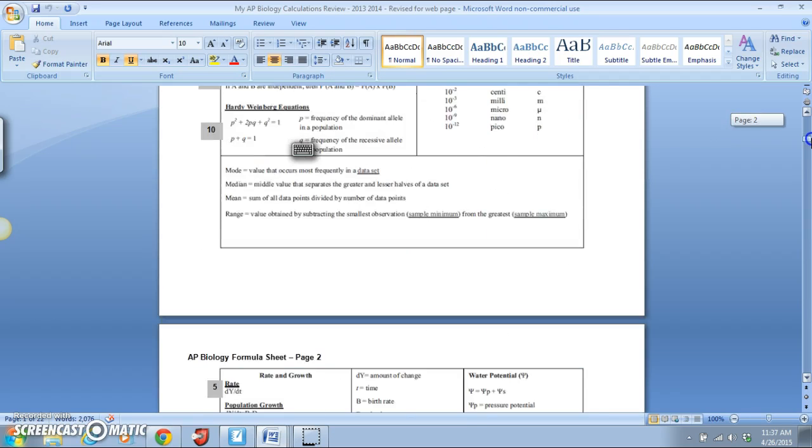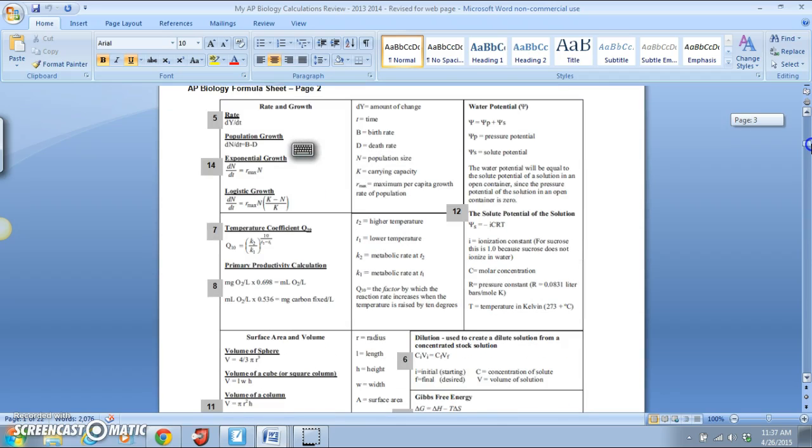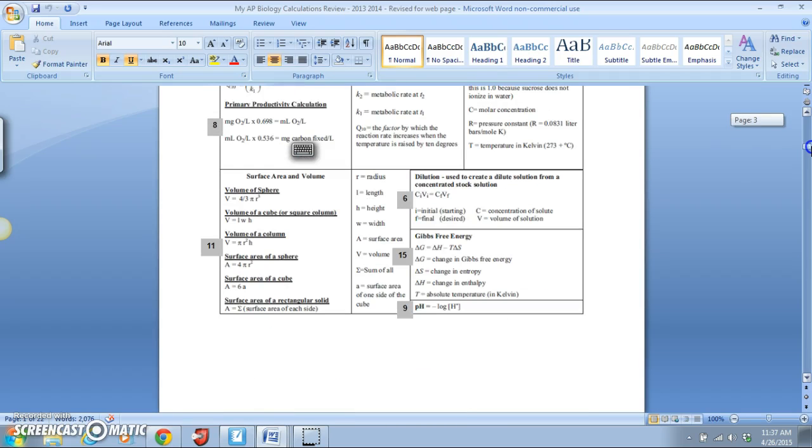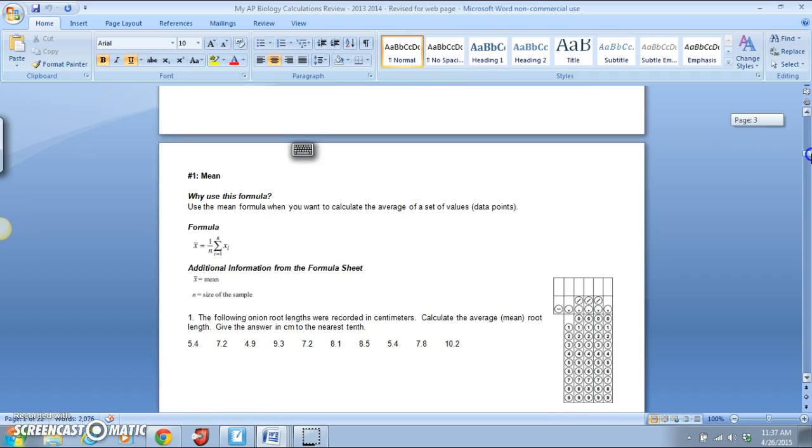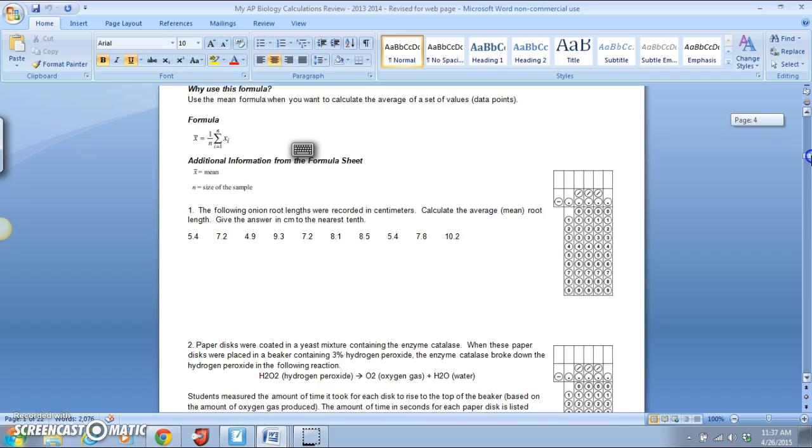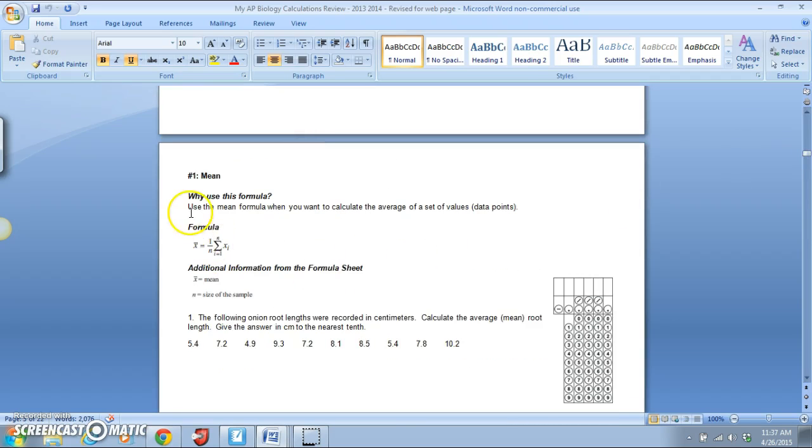It has the formula sheet with equations numbered 1 through 15. And then for each of the numbered equations, we have several practice problems. I've also included an explanation for when you would use each formula, the formula itself as it's shown on the formula sheet, and then any additional information from the formula sheet.